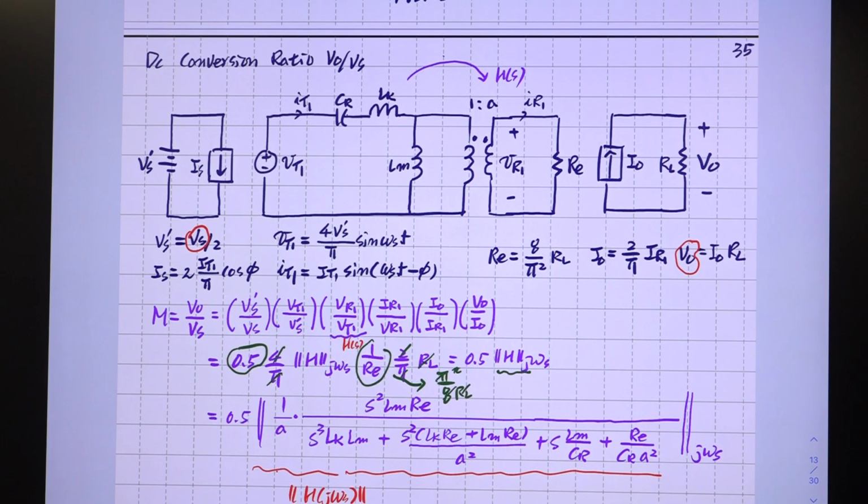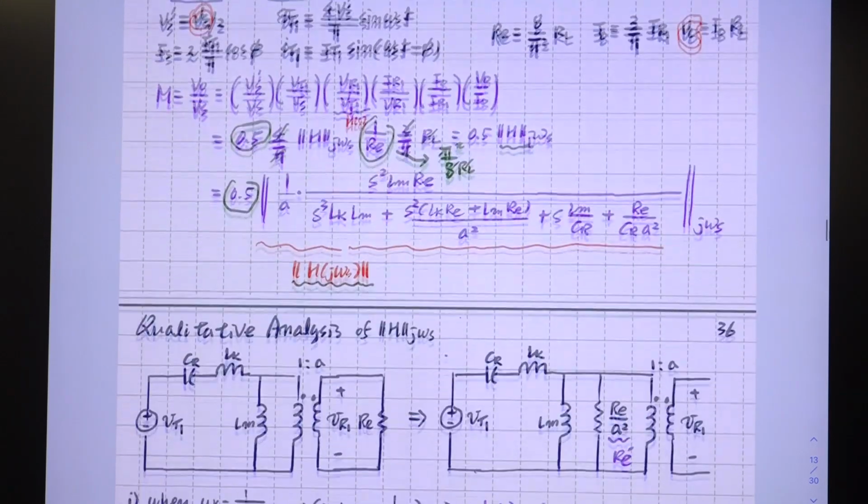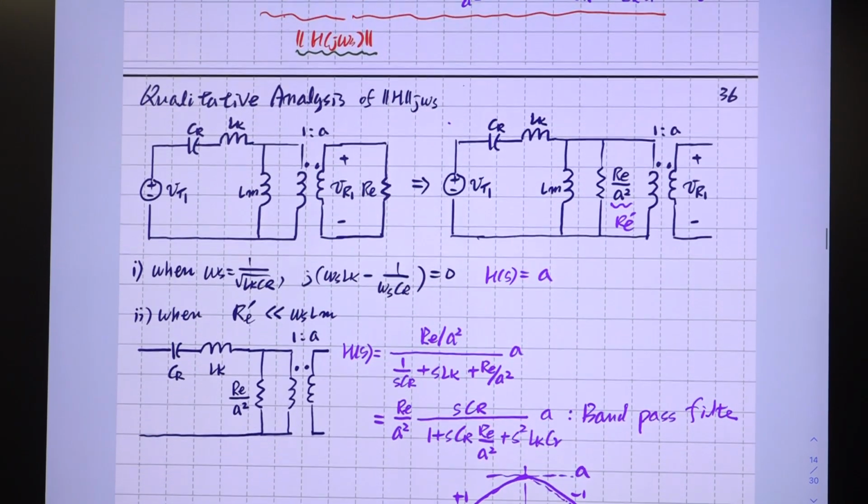Everything cancelled. Right? So you have 0.5 here, and this is the magnitude of the tank response evaluated at the switching frequency. You just put j omega s here. Then you have the gain curve, which represents the DC in, DC out gain, DC gain, with 0.5 in front because of the structure of the half-bridge circuit. So this is the equation, right?